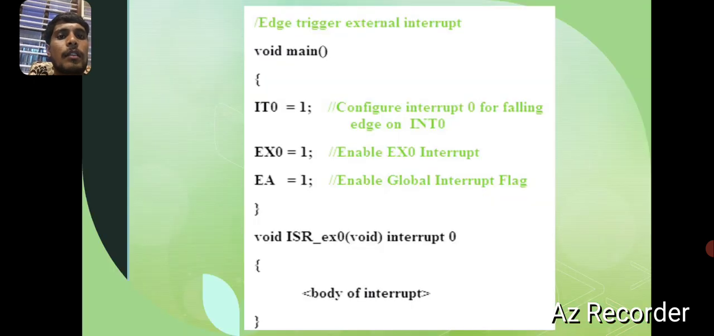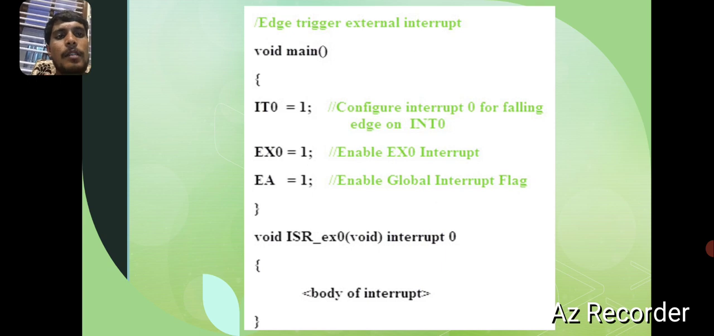Next, they see the program of the edge triggering external hardware input programming. Void main, IT0 equals 0x01.